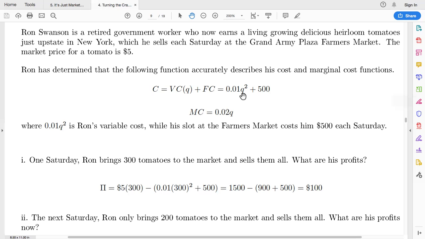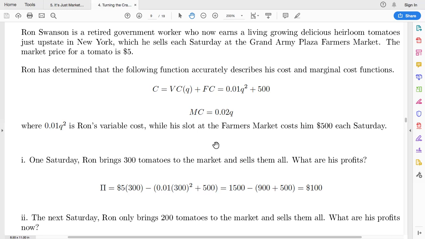This Q here refers to how many tomatoes he produces. And so we can calculate his variable cost for any given level of tomato production. And then he has this fixed cost component, which is his fee that gives him a slot at the farmer's market. So this 500 has to be paid regardless of how many tomatoes he ultimately sells and ultimately how many he produces. And then, of course, this part will change with respect to how much he produces. And we'll come back to marginal cost here in just a moment.